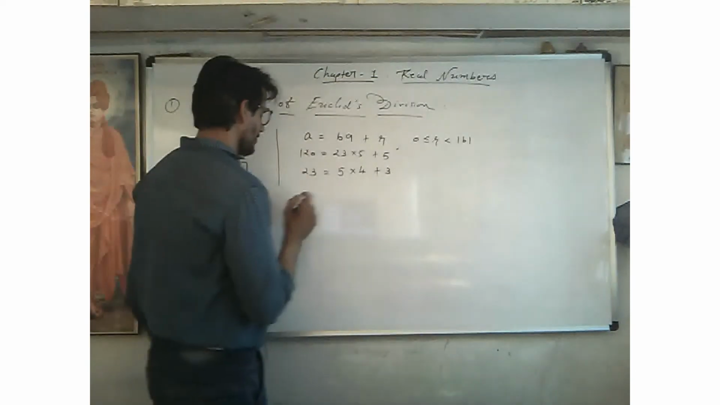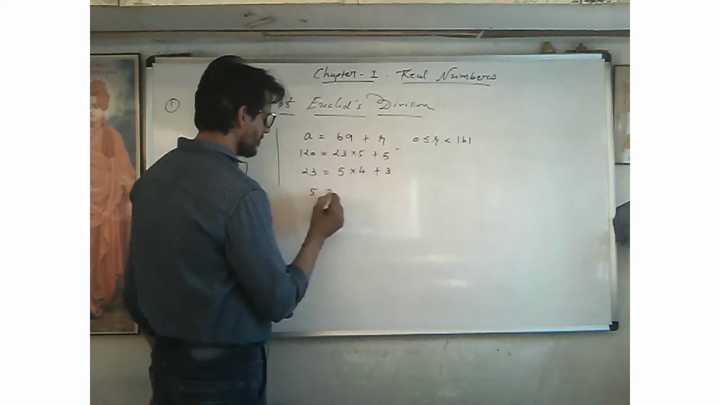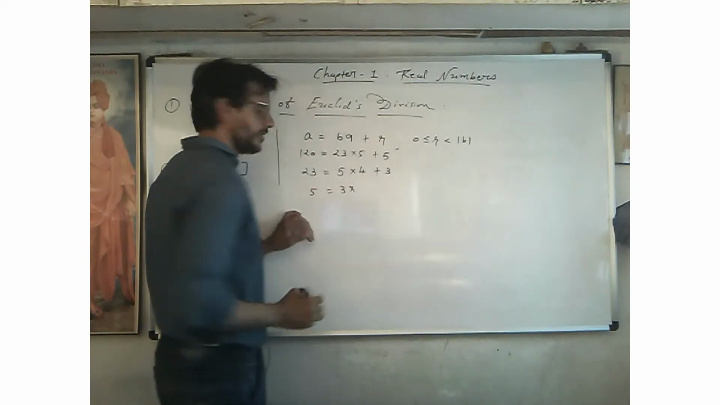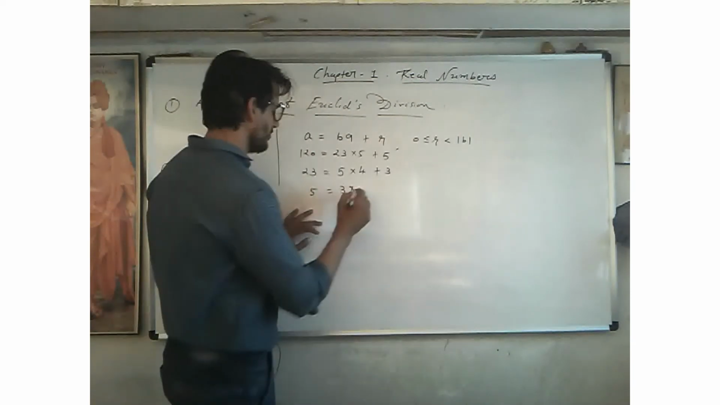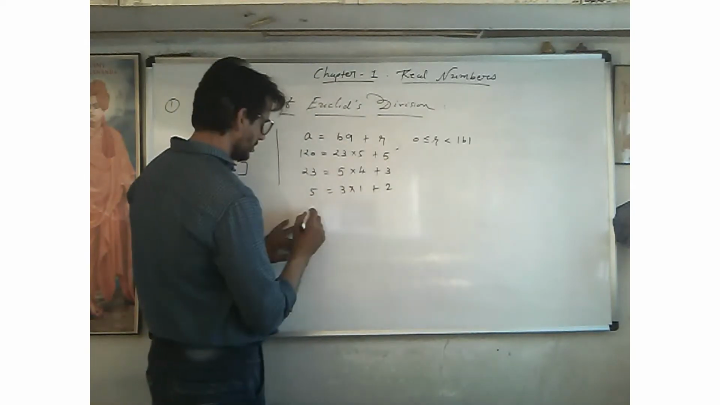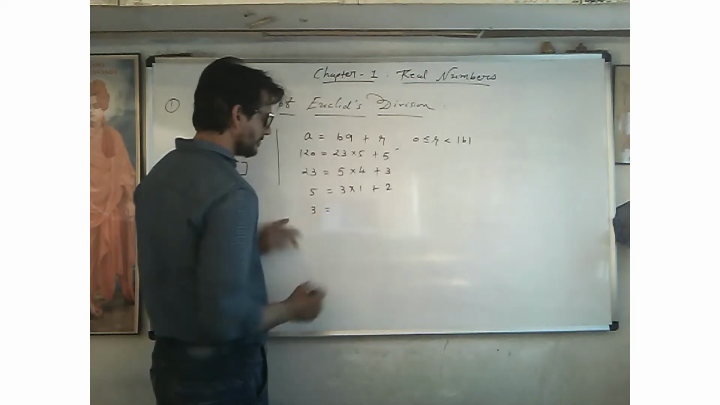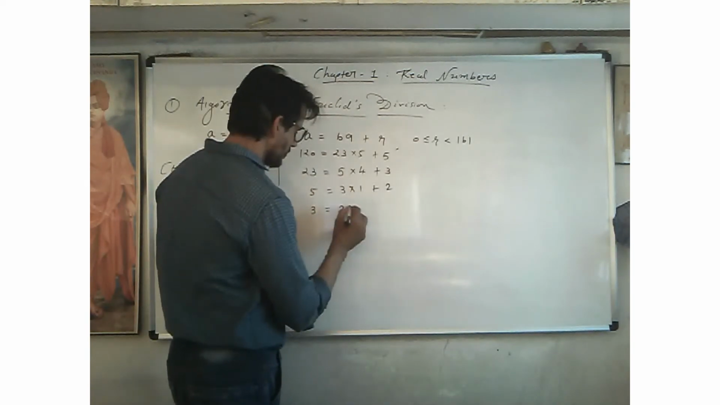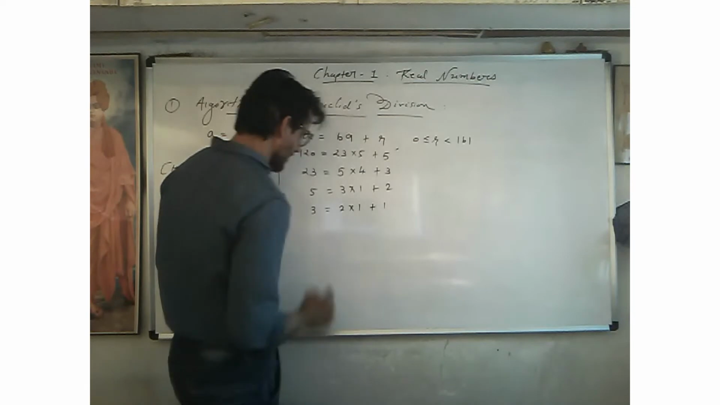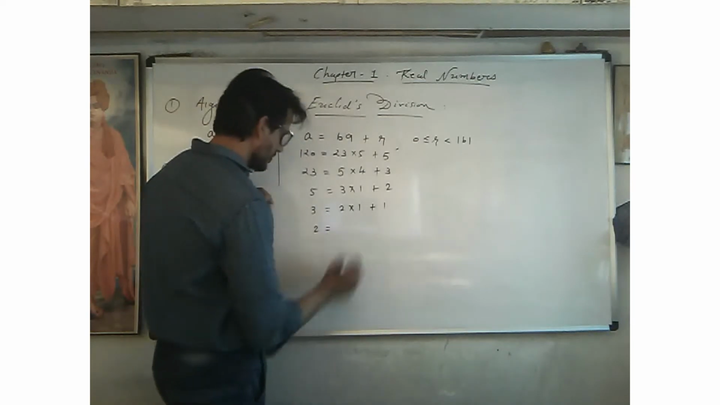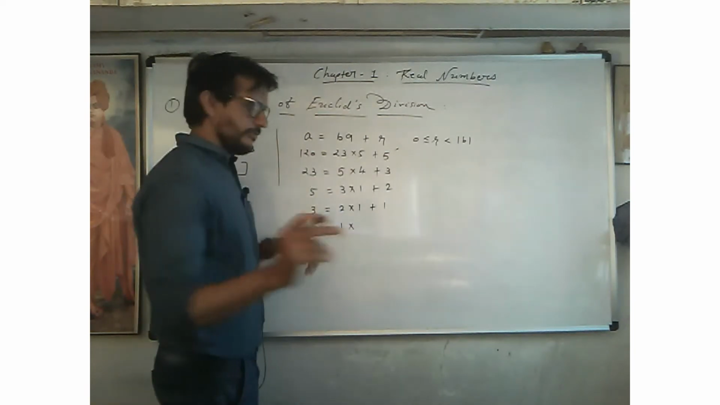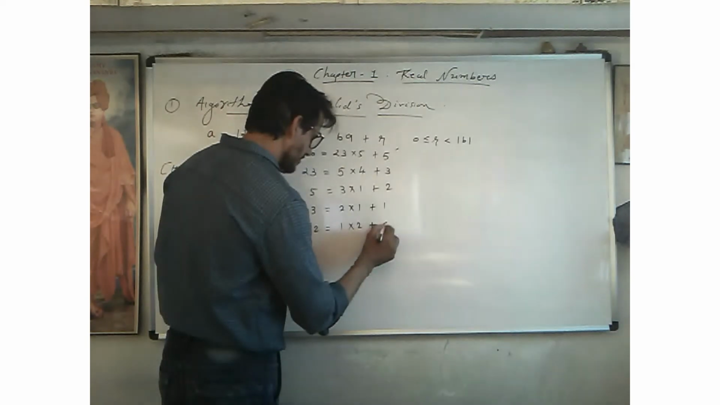Okay? Now 5 is equal to, here 3. 3 2 is 6, which is greater than 5. So 3 1 is 3, plus 5 minus 3 is equal to 2. Put the value here 3. Then 3 is equal to 2 multiplied by 1 plus 1. Here 2 place 1 here. 1 1 is 1, 1 2 is 2, plus 0.